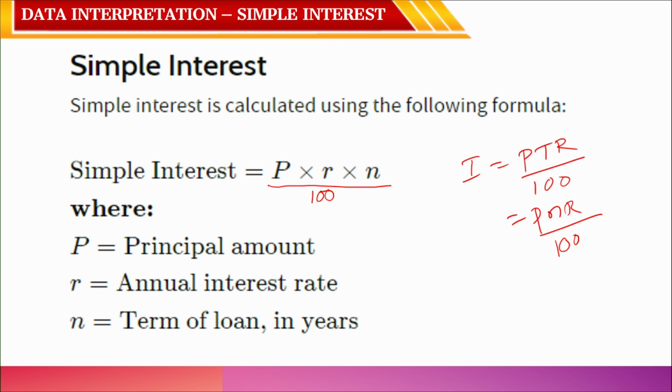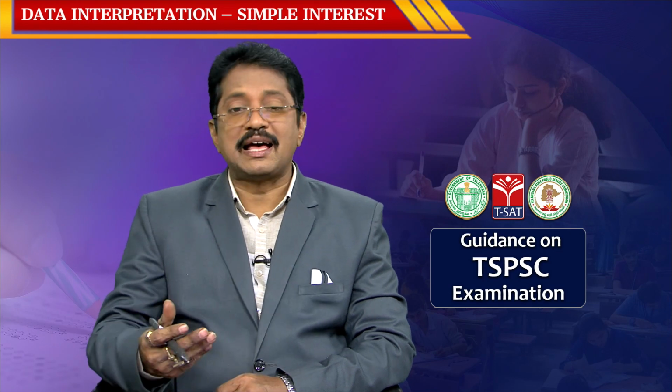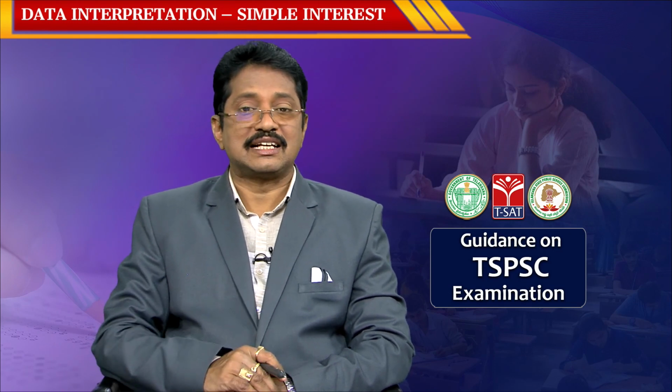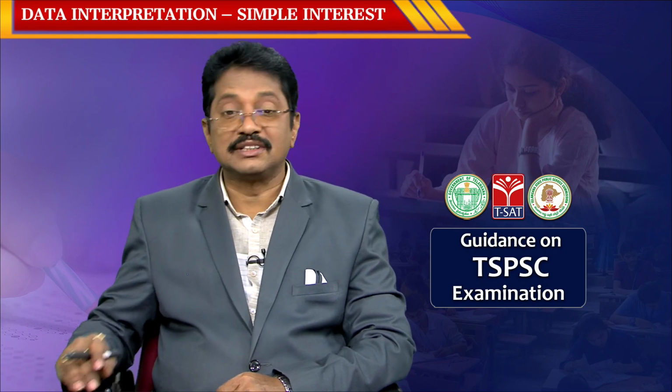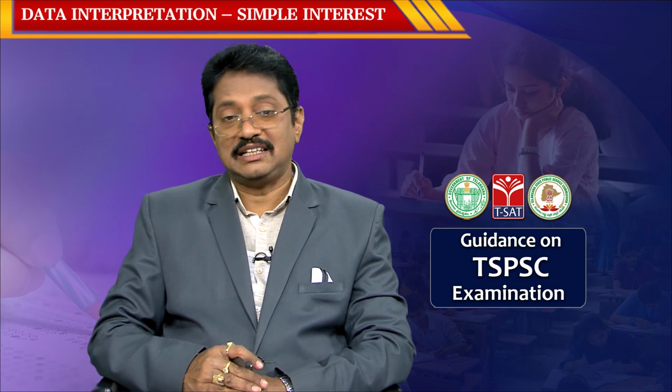So, T is time or N is the number of terms, of course the term of the loan, that is it. Clear? Okay. So, P stands for principal amount, how much amount you lent, either from a bank or a third person, that will be considered as P, and R stands for rate of interest and N stands for the term of the loan in years. Clear?